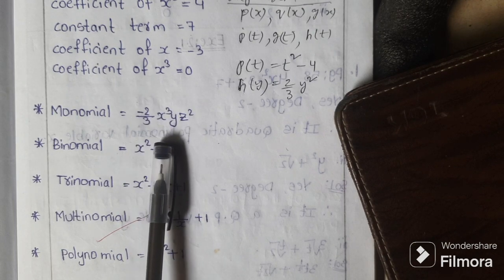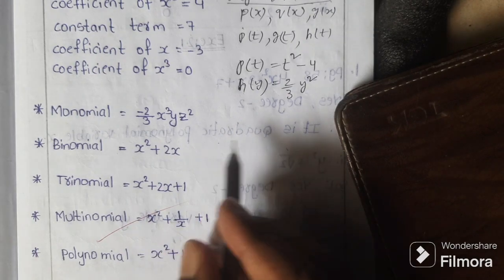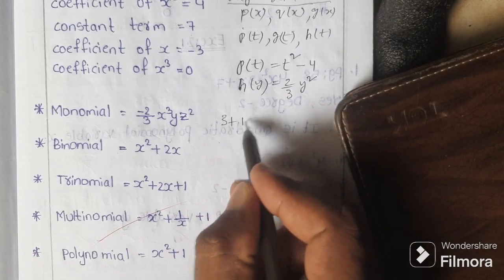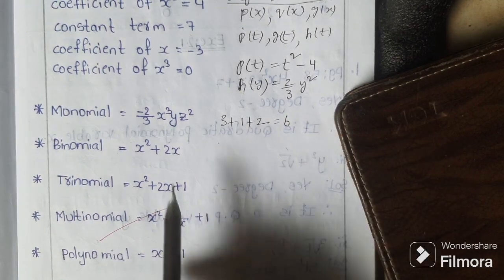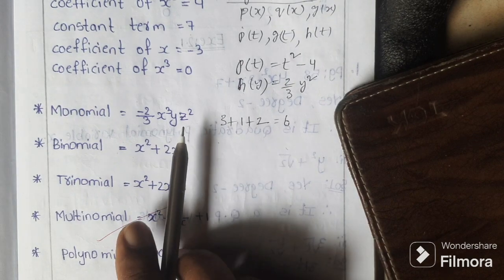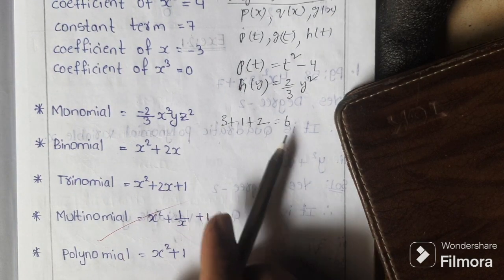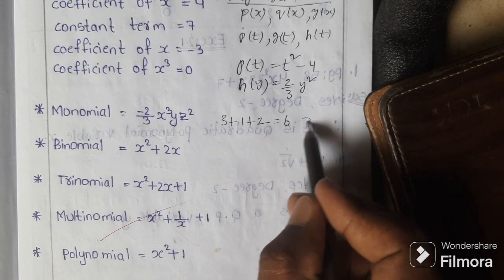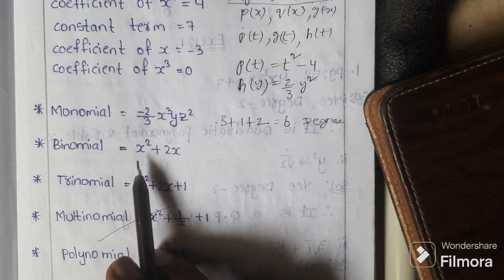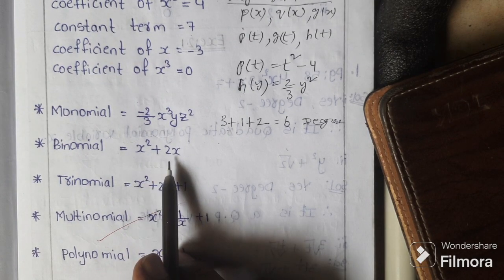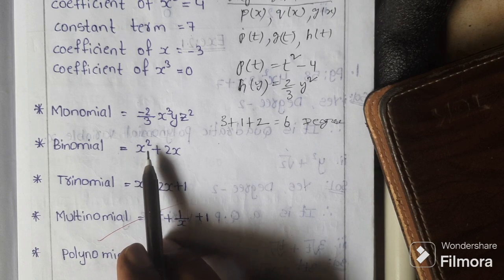Monomial means a single term. Its degree, if they are asking, is all the powers added: 3 plus 1 plus 2. Total power is 6. So the monomial degree is 6. Only for a monomial it happens like that. Whereas for a binomial, two terms are there, like x square plus 2x. In this case the highest power is 2. X square has highest power 2, and x has power 1. So the highest power is 2, that's why its degree is 2.